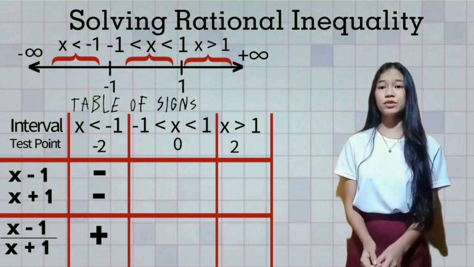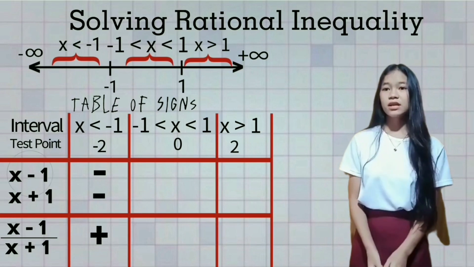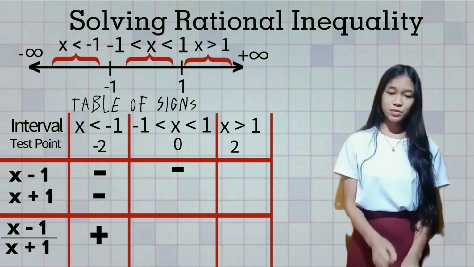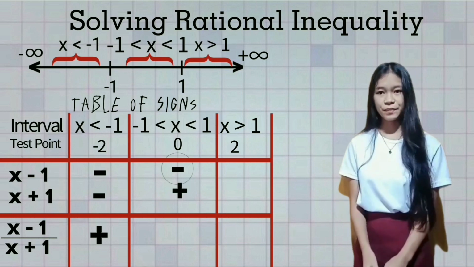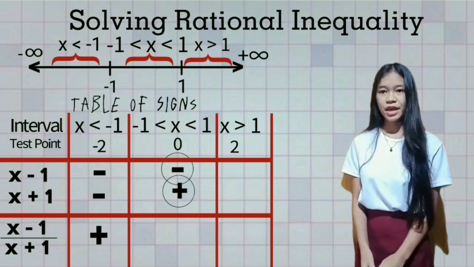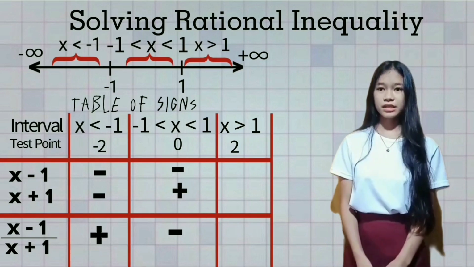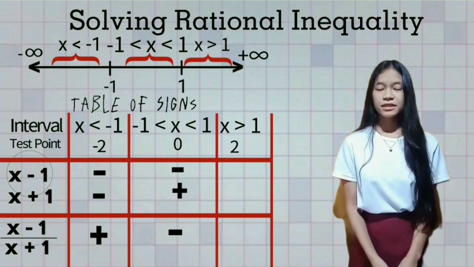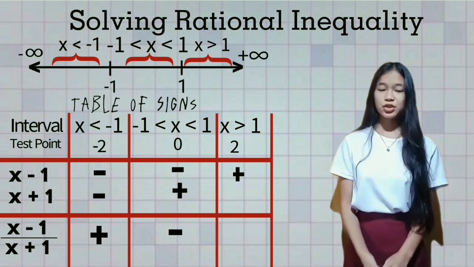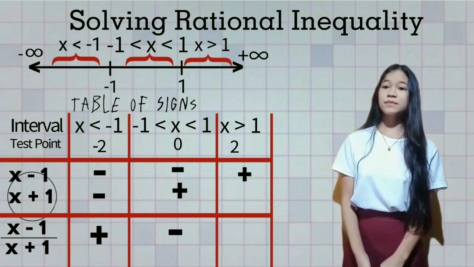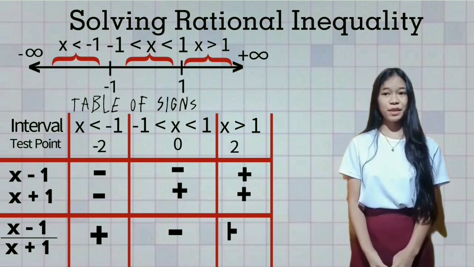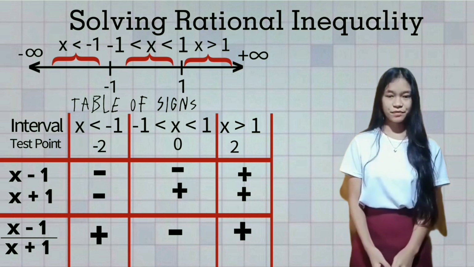So let's just focus on our signs. Next, 0 minus 1, that is negative. 0 plus 1, that is positive. And the negative divided by positive, that is negative. Last, we have 2 minus 1, that is positive. Then 2 plus 1, that is positive. And then positive divided by positive, that is positive.